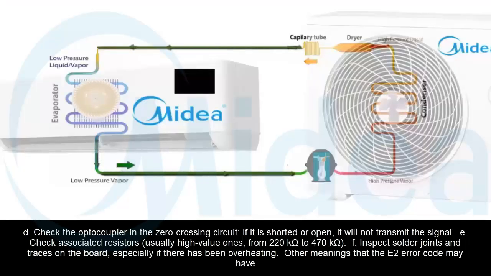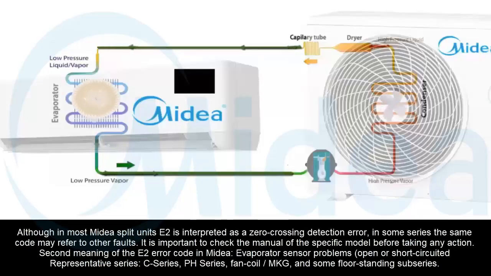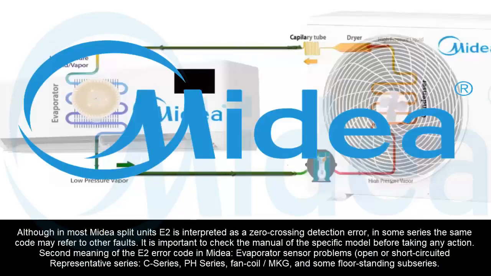Other meanings that the E2 error code may have. Although in most Midea split units, E2 is interpreted as a zero-crossing detection error, in some series the same code may refer to other faults. It is important to check the manual of the specific model before taking any action.